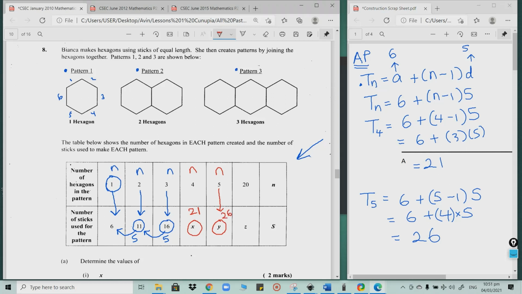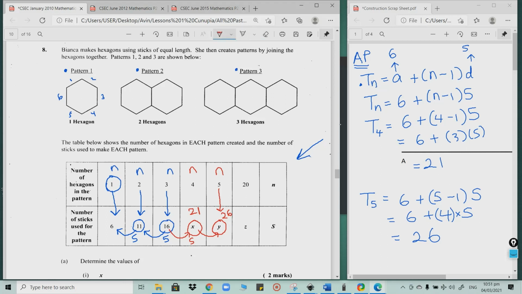Once you realize it's an AP, the numbers are just increasing by 5. So if you didn't want to use the formula, not a problem, because these numbers were so close. It was the third term, fourth term, and fifth term. You notice 16 plus 5 is 21. 21 plus 5 is what? 26. So let's erase that, because we have the 26 up there.